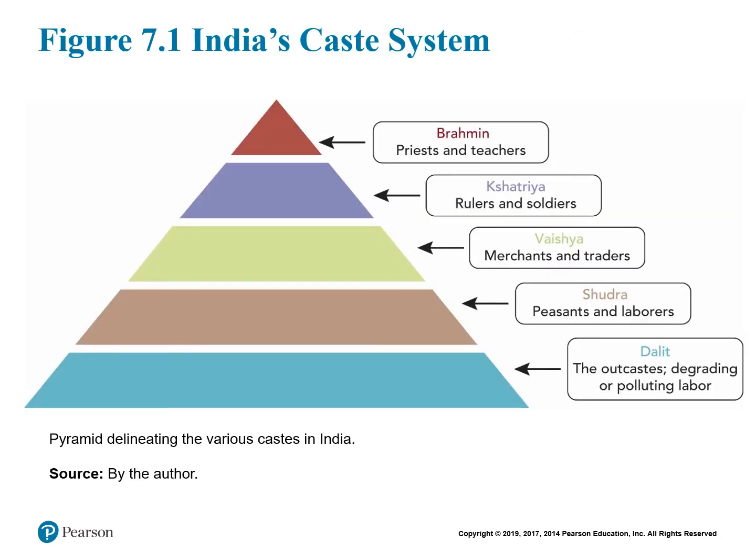And here is the illustration of India's caste system. Priests and teachers at the very top of the pyramid, rulers and soldiers make up the next level, merchants and traders the next level, peasants and laborers in the next level, and at the very bottom of the pyramid is the Dalit, or the outcasts, doing the degrading or polluting labor.